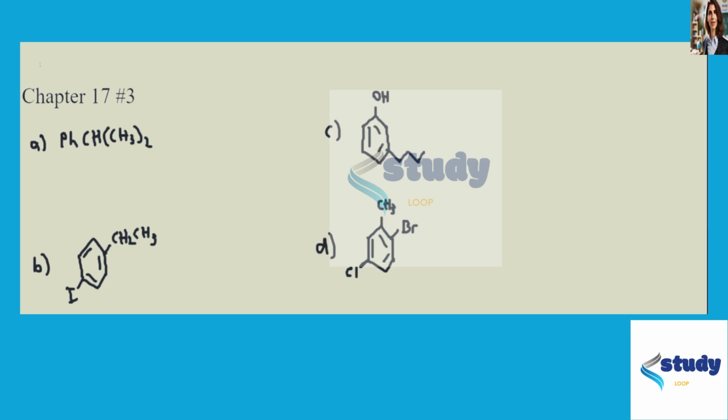This is the answer to Chapter 17, problem number 3 from the Smith Organic Chemistry textbook. In this problem, we're given these 4 molecules, and we are asked to give the IUPAC name for each compound.